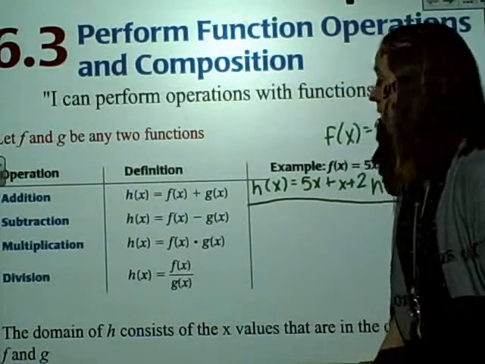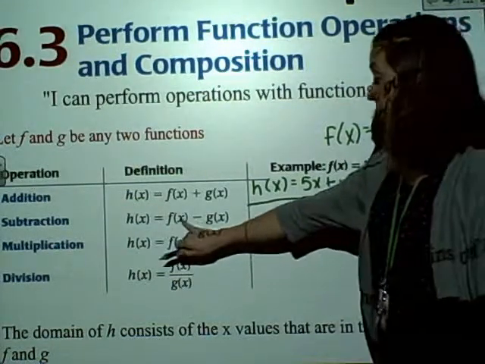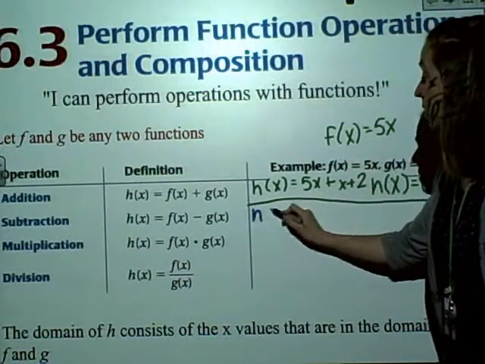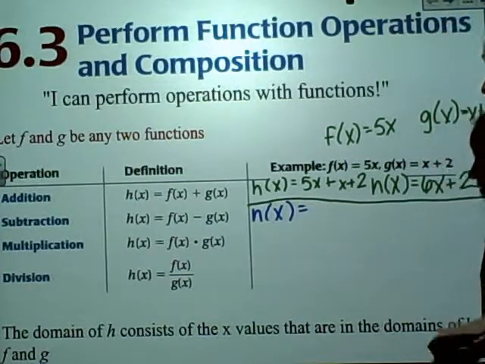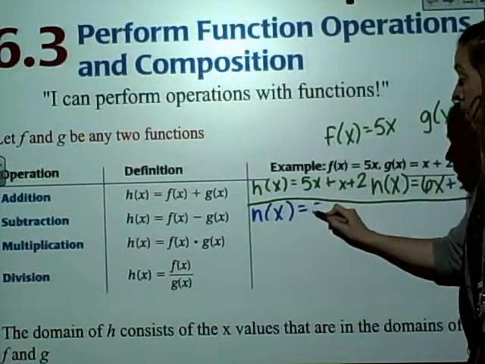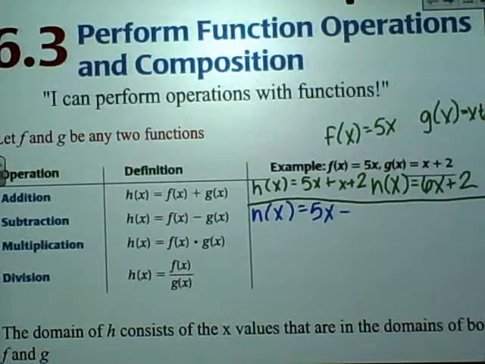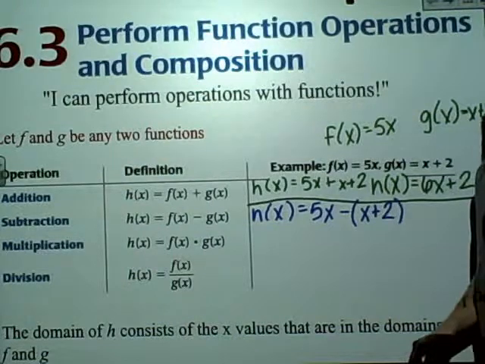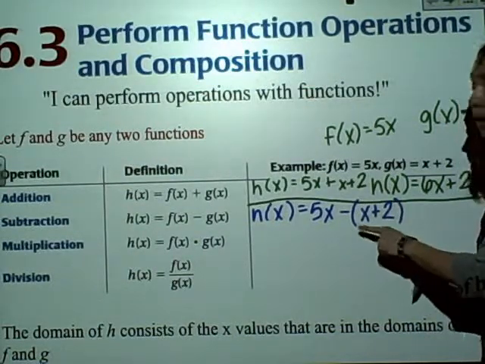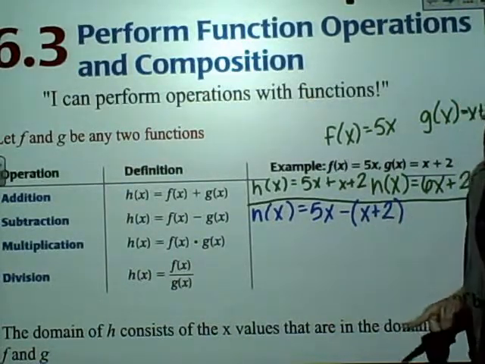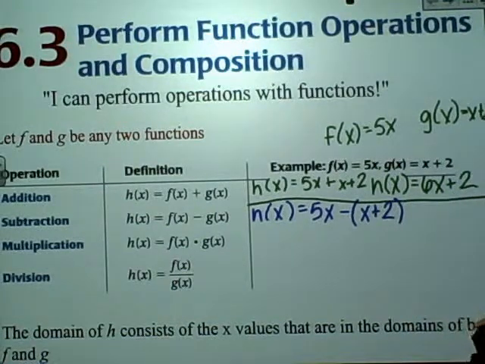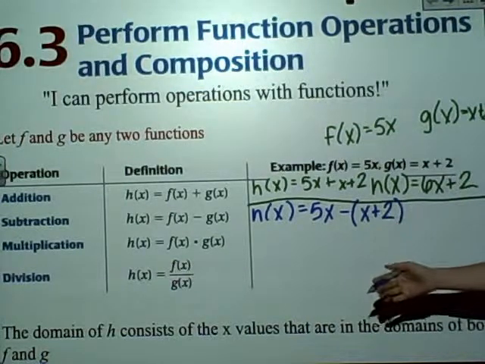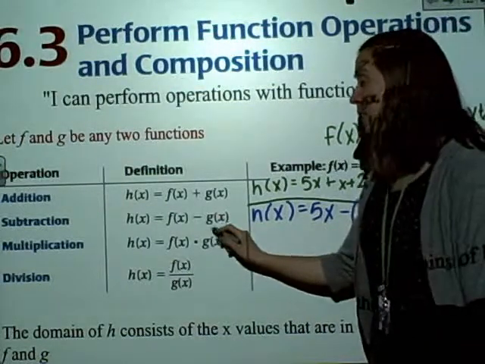Next rule says, if I want to subtract them, I take f of x minus g of x. So I can do that. I can say h of x is going to be f of x, and for me that's 5x, minus g of x, x plus 2. Notice how I put parentheses around anytime I have an expression that's more than one term. Have to make sure you're subtracting the entire thing. Okay? All I'm doing here, guys, is I'm doing exactly what it tells me to do.